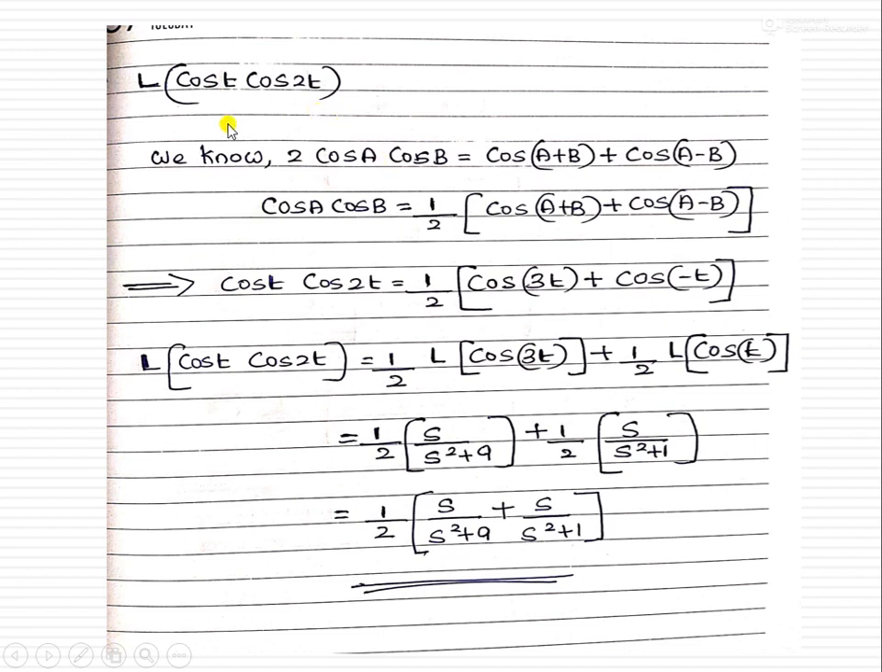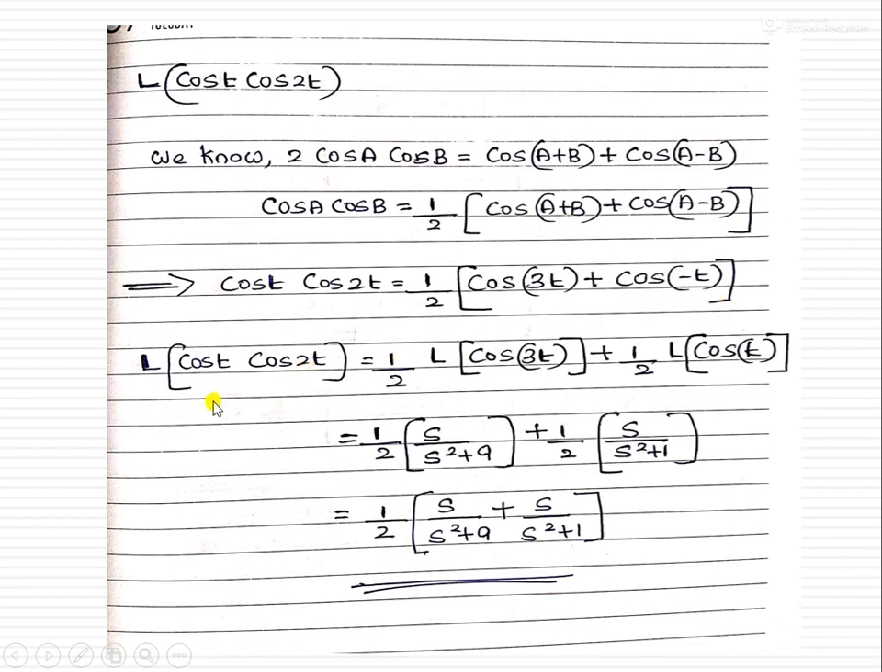Now we move to another problem. Find the Laplace transform of cos t into cos 2t. We know that 2 cos a cos b equal to cos of a plus b plus cos of a minus b. So cos a into cos b can be written as half into cos of a plus b plus cos of a minus b. Here a equal to t and b equal to 2t, so cos t into cos 2t can be written as half into cos 3t plus cos of minus t.